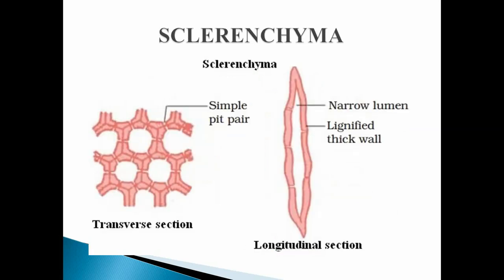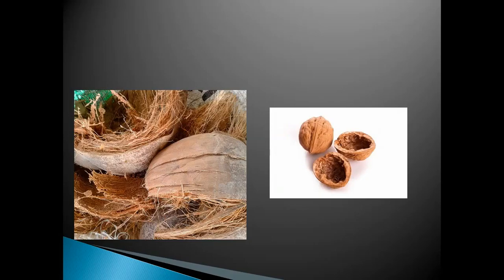Next we come to sclerenchyma. Sclerenchyma is another type of simple permanent tissue in plants. The cells of sclerenchyma are dead. Yes, the cells are dead and have thickened walls. You see the cell wall is very thick due to deposition of lignin. There is no intercellular space in this tissue. It provides strength to the plant parts. It is the tissue which makes the plant hard and stiff. You all have seen the husk of a coconut as well as walnut shells. These are what? These are sclerenchymatous cells.